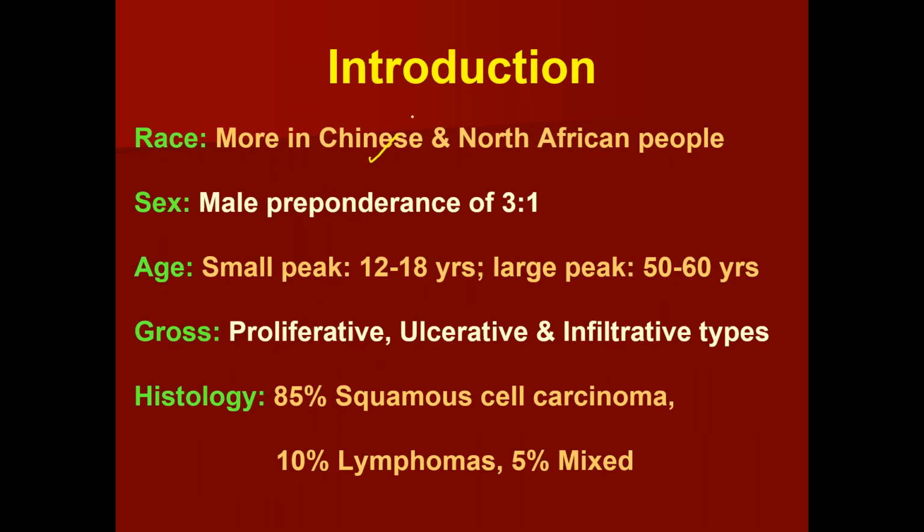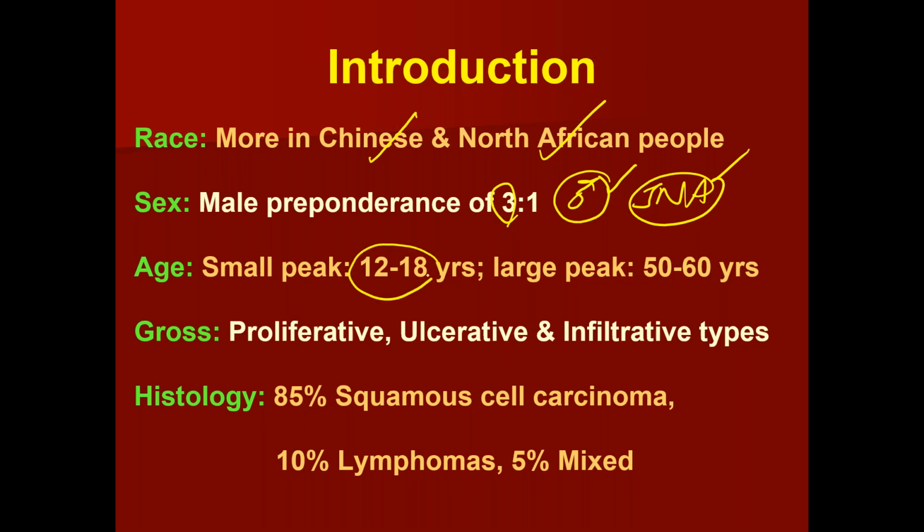More in Chinese and North Africans, as I already told you, with male preponderance. Males are more, like in the JNA. And it has a small peak and a large peak. That is, even young people are sometimes having this disease. Small peak and large peak, that is biphasic distribution, bimodal distribution. 50 to 60 years more common. Even in youngsters also you can see this.